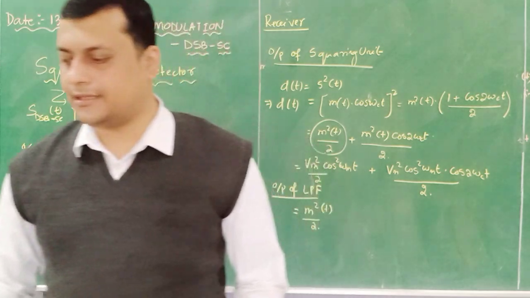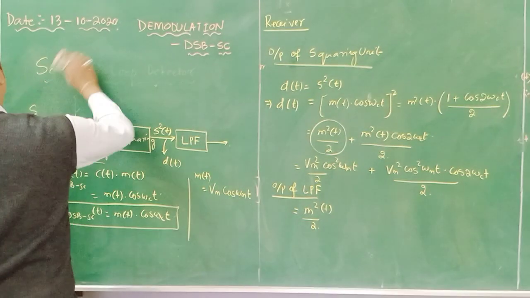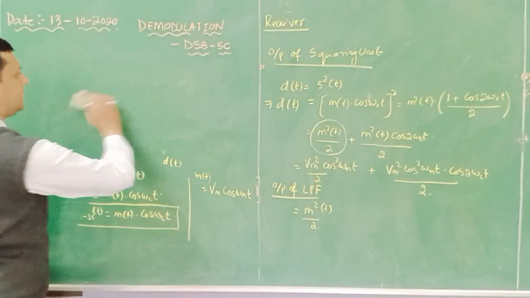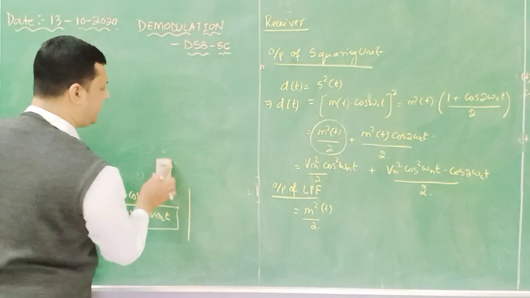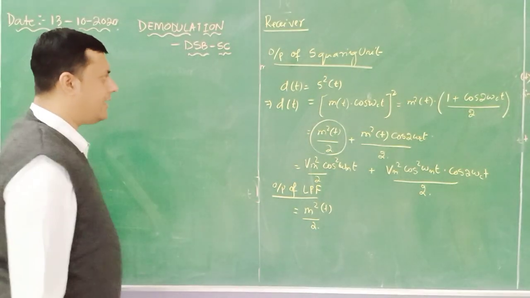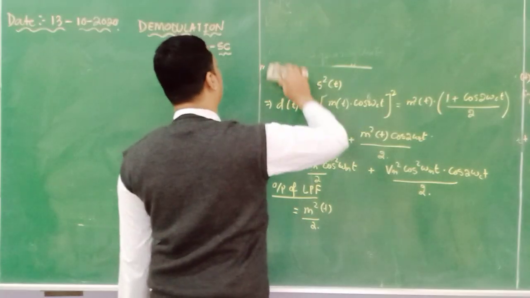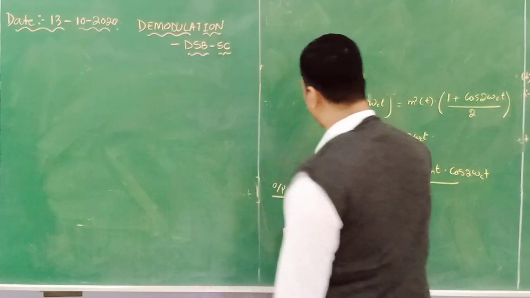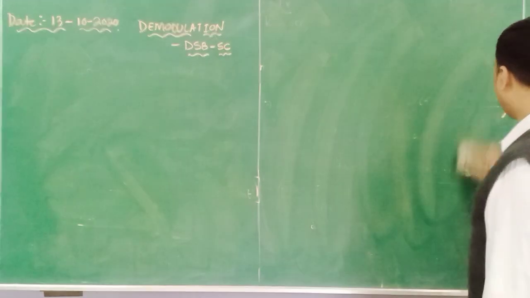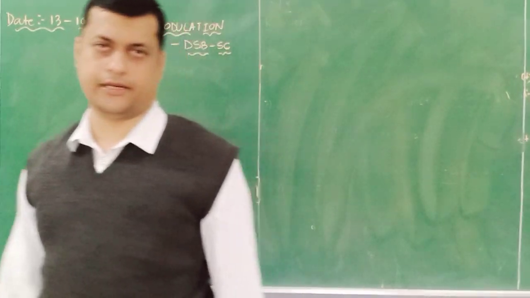Now we will discuss the envelope detection. Now remember this: in any detector, if it is a synchronous detector, at the receiver section we are multiplying the carrier. That means m of t cos omega ct is again multiplied with cos omega ct, and we get m of t cos square omega ct. But in envelope detection, we are adding the carrier component to it.